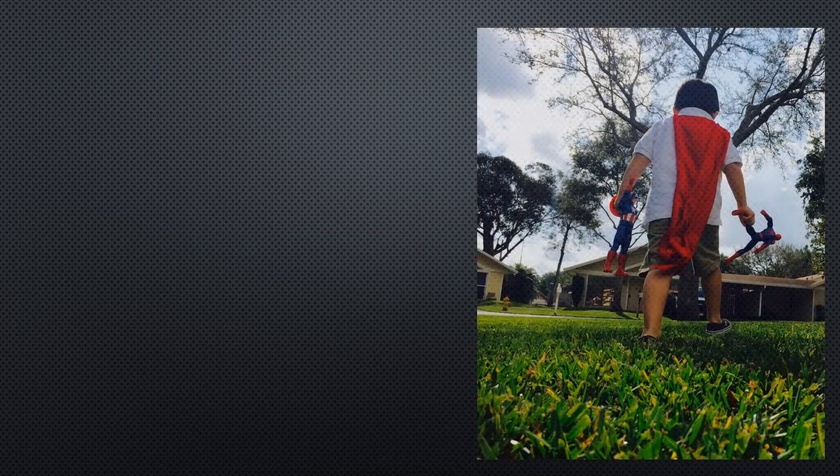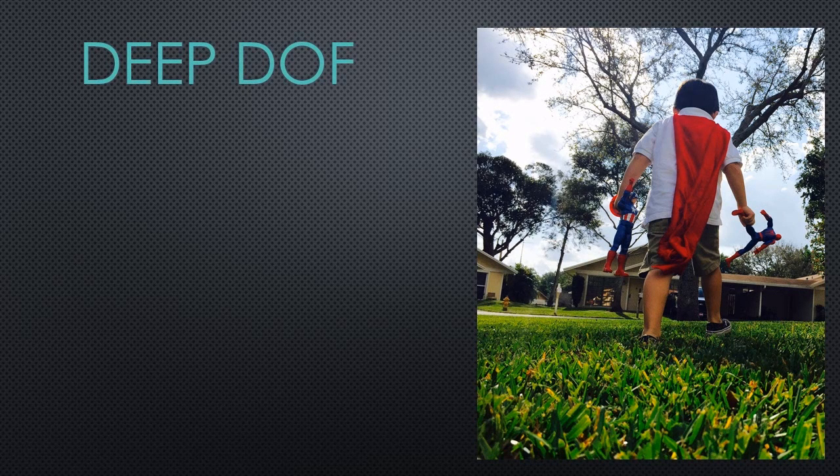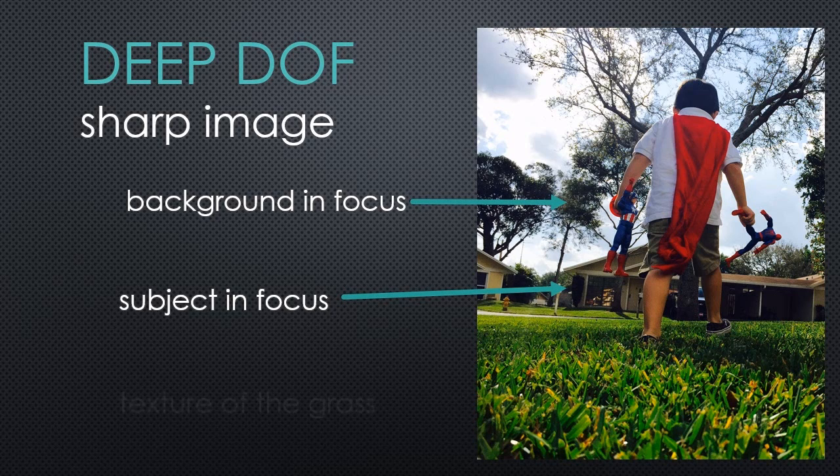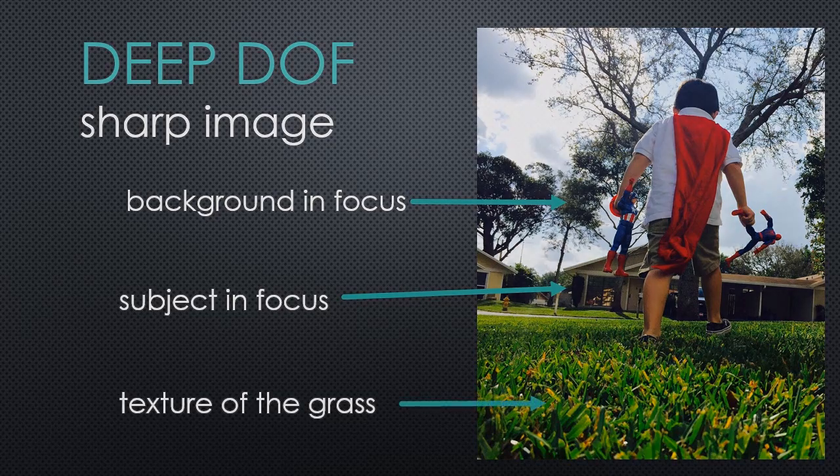When the purpose of the image is to show a subject within a context, or for landscape photography, then deep DOF is the right choice. When using this type of DOF, everything seems to be in focus, the image is sharp and shows lots of details.